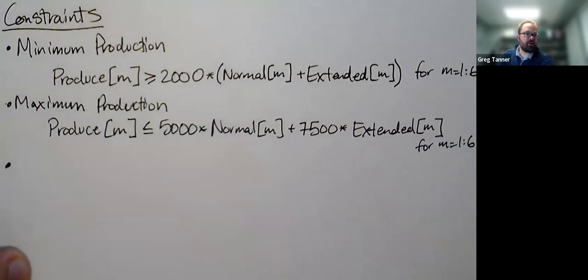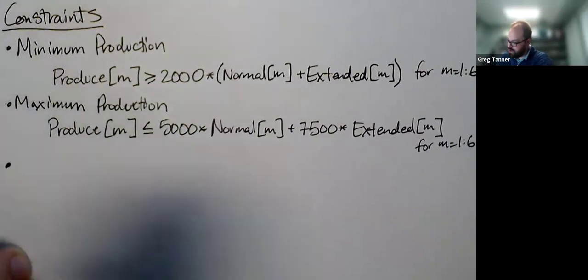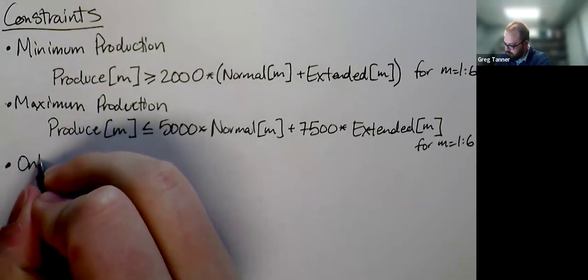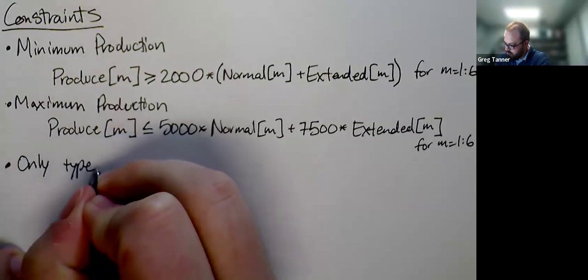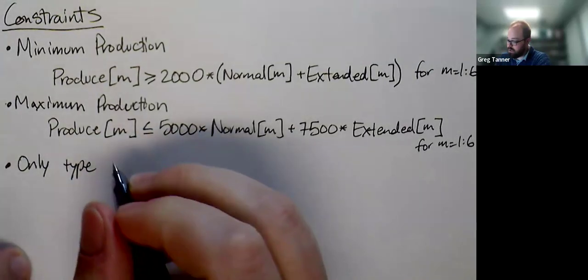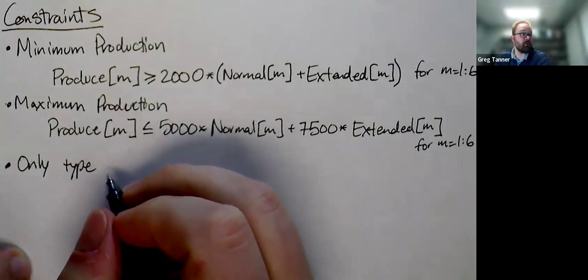Next up, let's go ahead and say that we can only do one type of shift. Maybe should have started with this one. Only one type of shift. Could possibly do no shift as well.